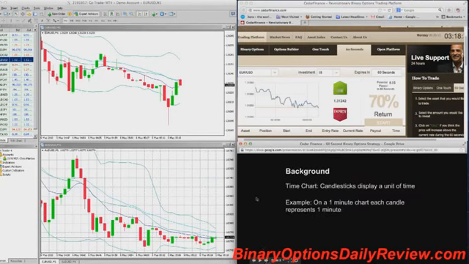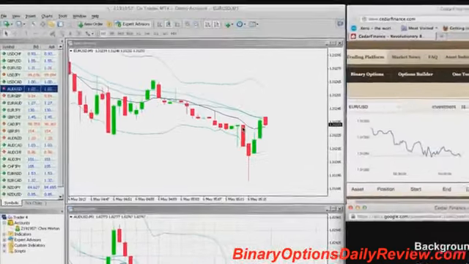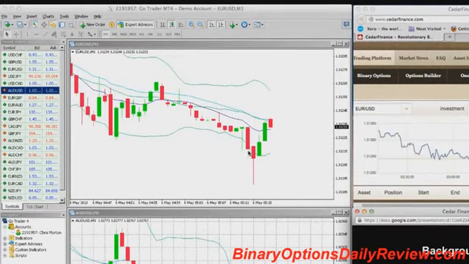A bit of background: you need to know the time chart. The candlesticks need to be displaying a unit of time, and in this particular one we're trading 60 seconds, so each candle on these time charts represents 1 minute of time, the red being a bearish movement and the green being a bullish movement.